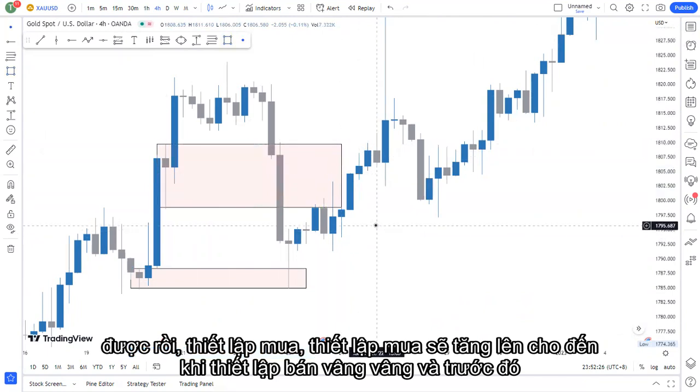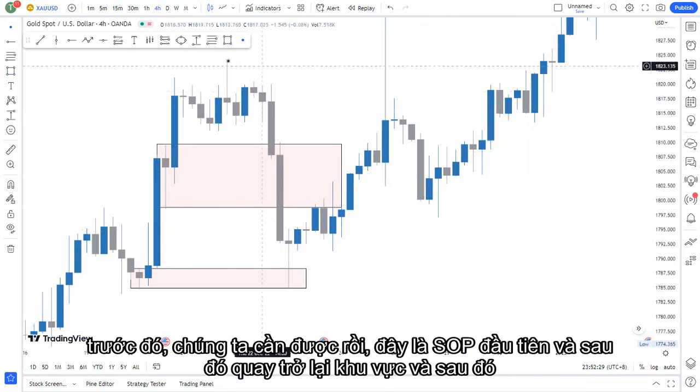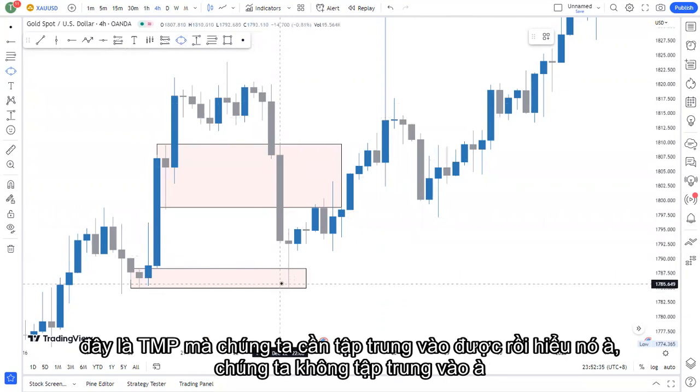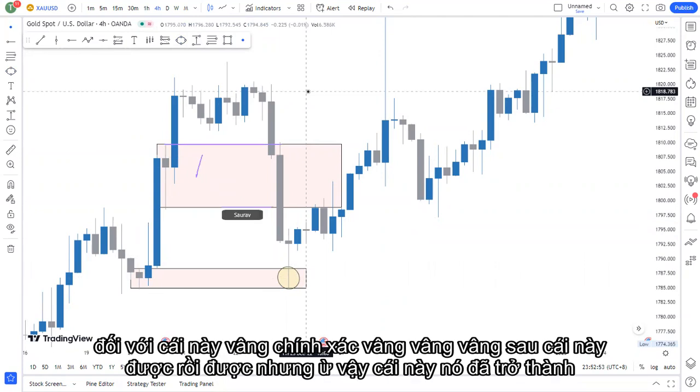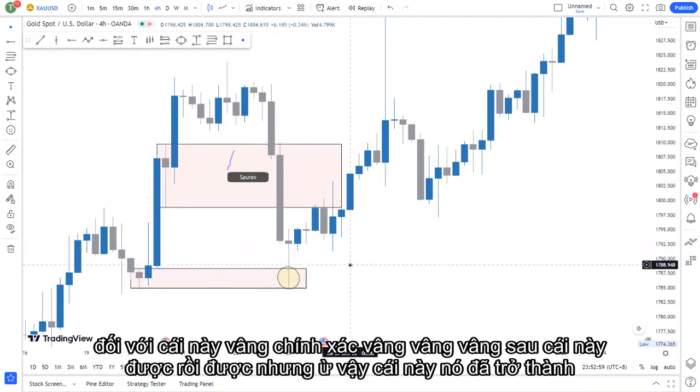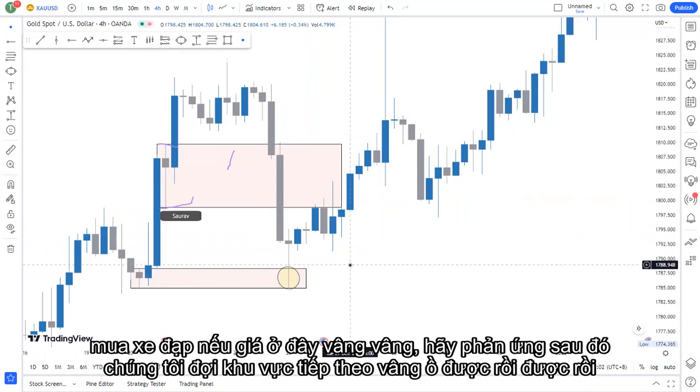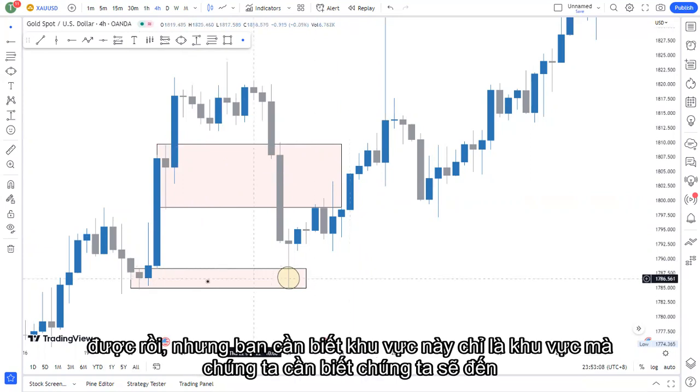And before that, this is the first SOP, and then pull back, get into the zone, and then this is the CMP that we need to focus on. Do we not concentrate on this one as well? This one, because this is also engulfing sell. So do we first wait for this one? Yeah, exactly, after this. So this one became engulfing buy if the price was here. If it doesn't react, then we wait for the next zone.